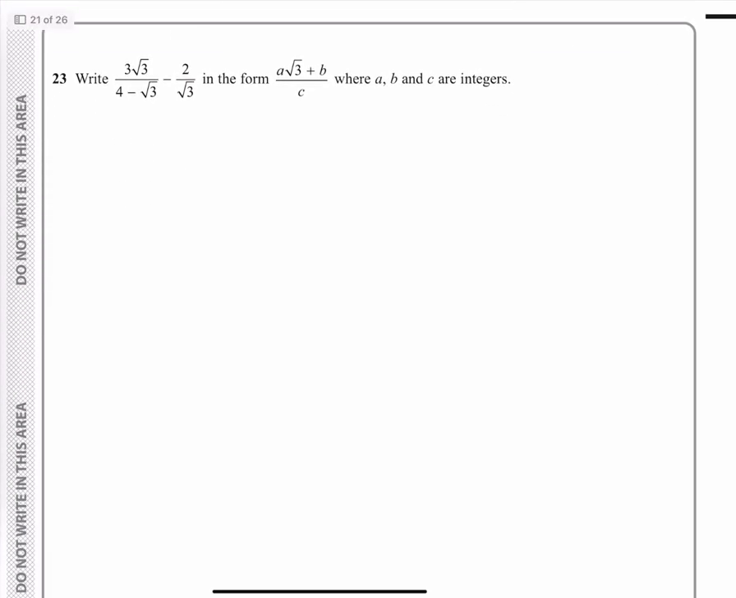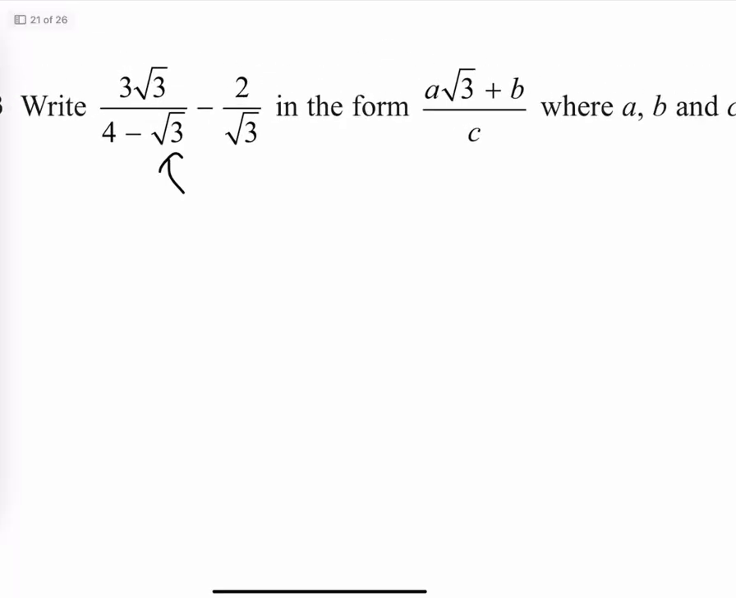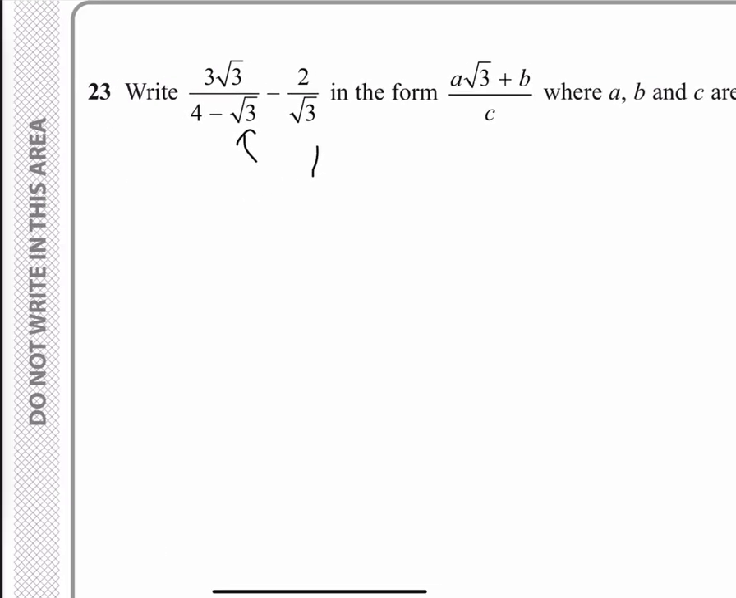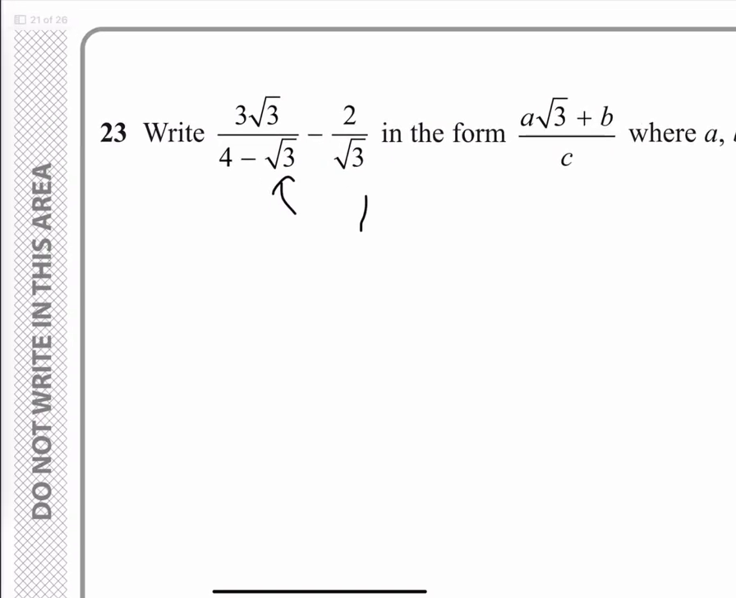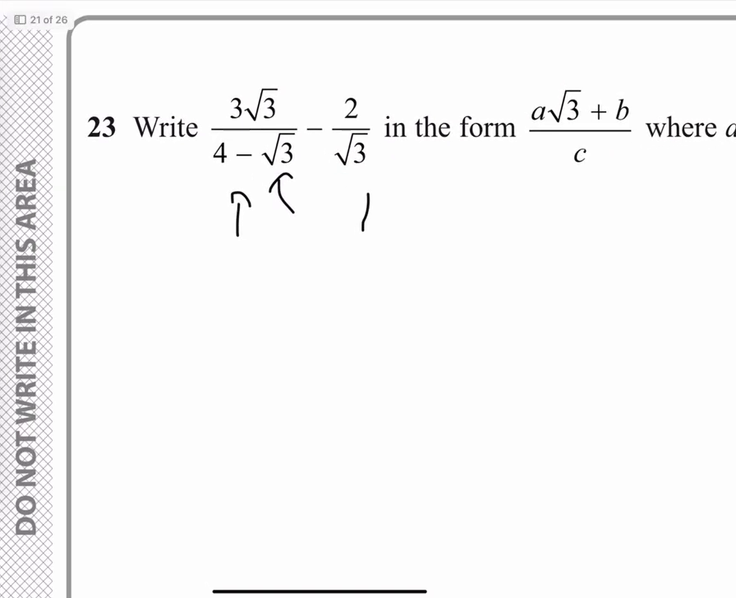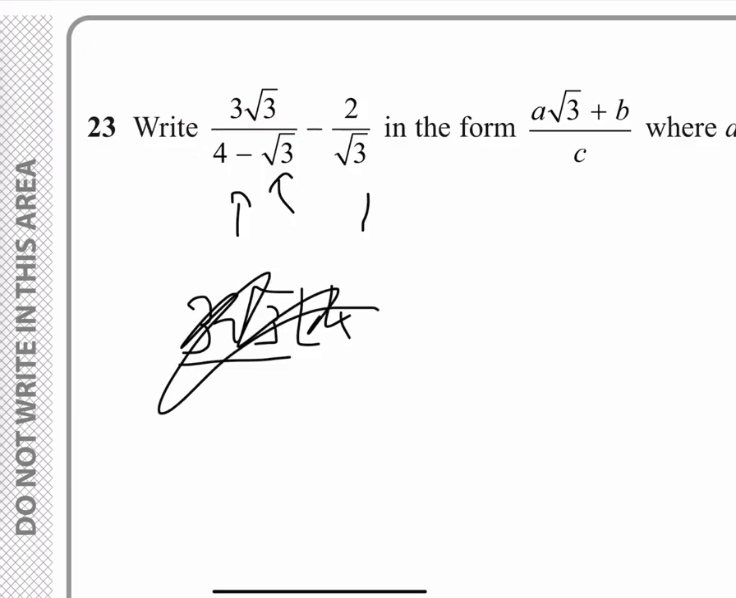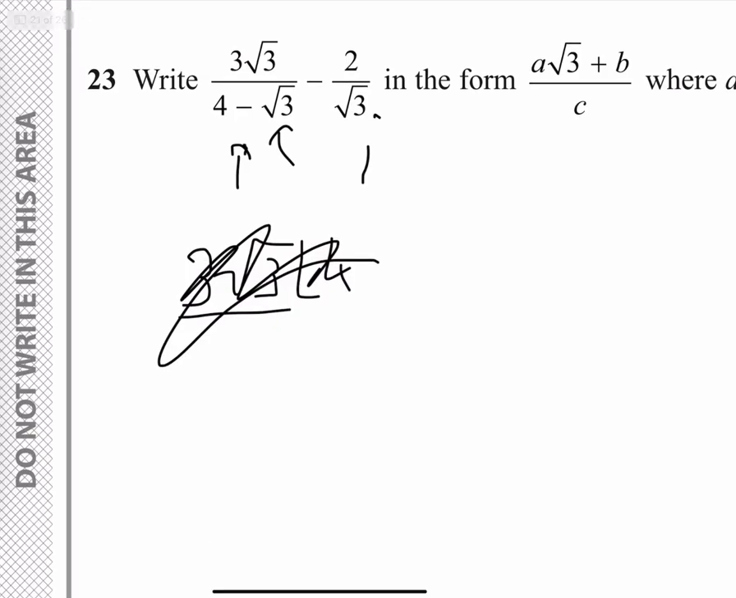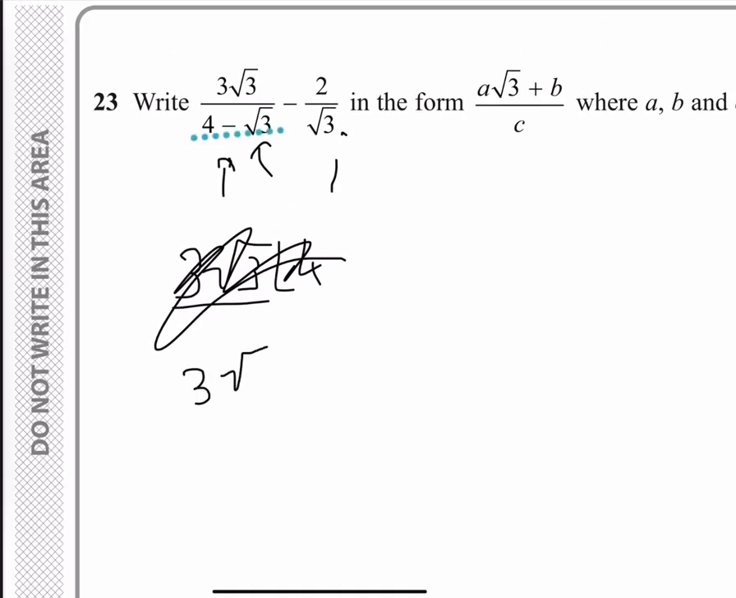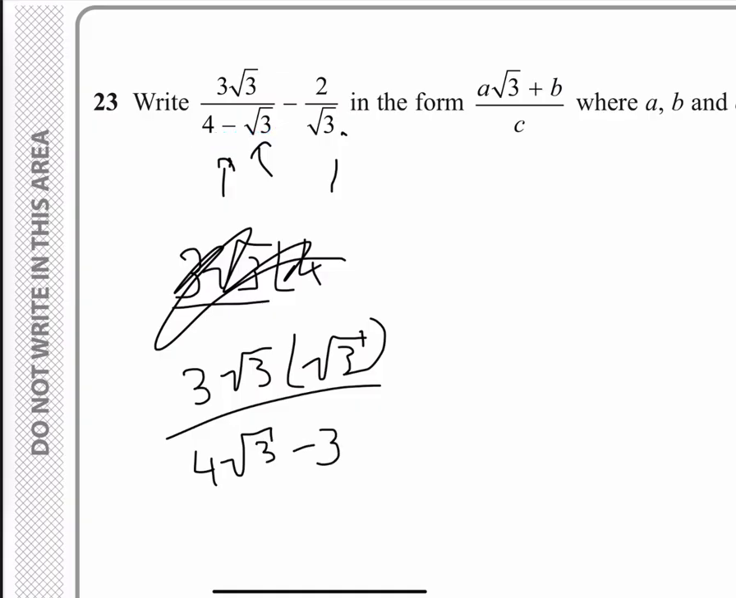Write this in this form. Okay, so we need to rationalise both denominators, yes? And make them the same as well. So I'm just going to start by doing this one. So we'd get 3 root 3 over 4 plus root 3. Actually, no, I'm not going to do that first. I'm going to combine and then rationalise. So I'm going to times this one by root 3 and this one by minus 4 root 3. So I'd get 3 root 3, lots of root 3, over 4 root 3 minus 3, minus 2 lots of 4 minus root 3. And now the denominators are the same.